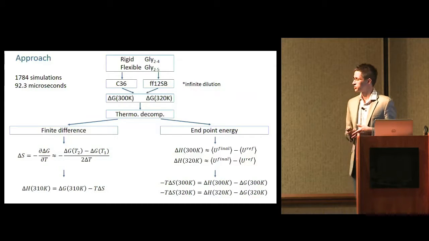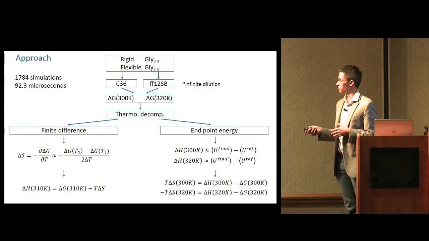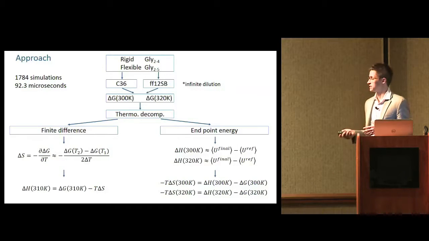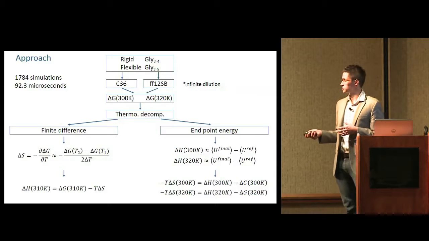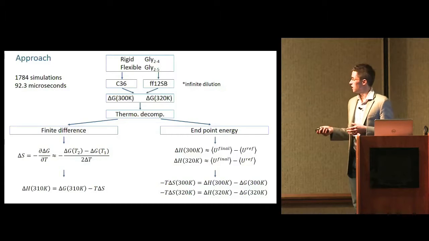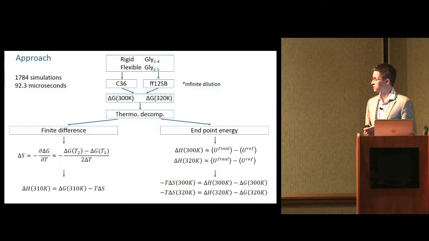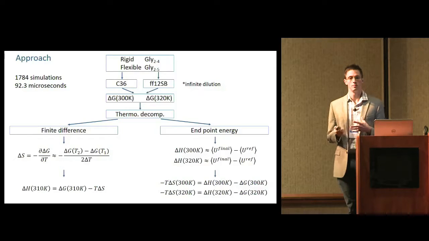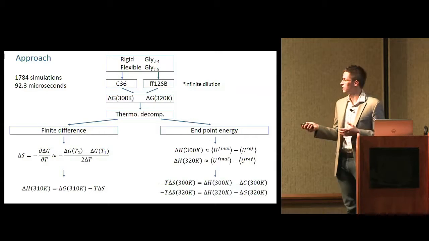The first I'll be referring to is the finite difference approach. Here we're calculating the solvation entropy as the finite derivative of delta G with respect to T. In doing some arithmetic, we get the solvation enthalpy. And we're estimating this at 310 Kelvin because the finite difference numerical derivative is more accurate at the midpoint of 310, right in between these two temperatures, and approximating delta G at 310 as the average of these two.